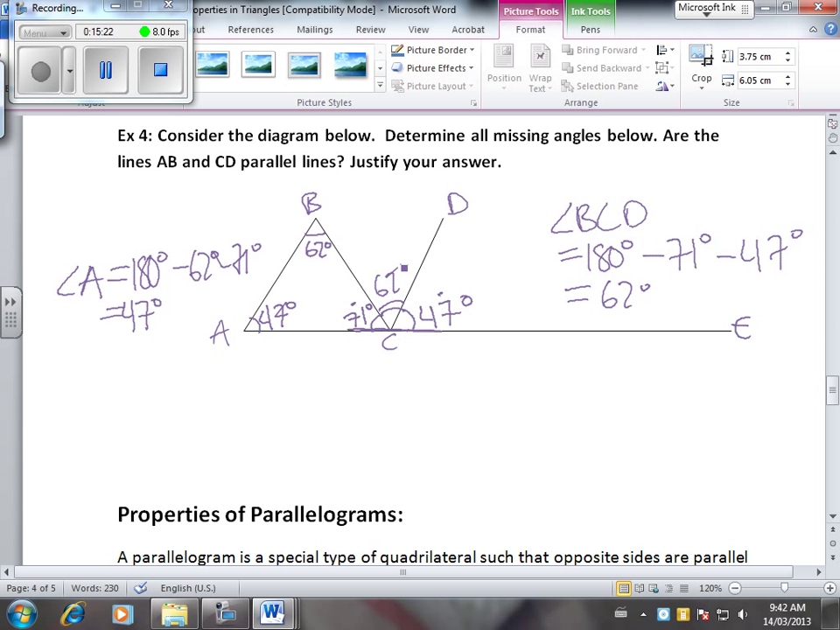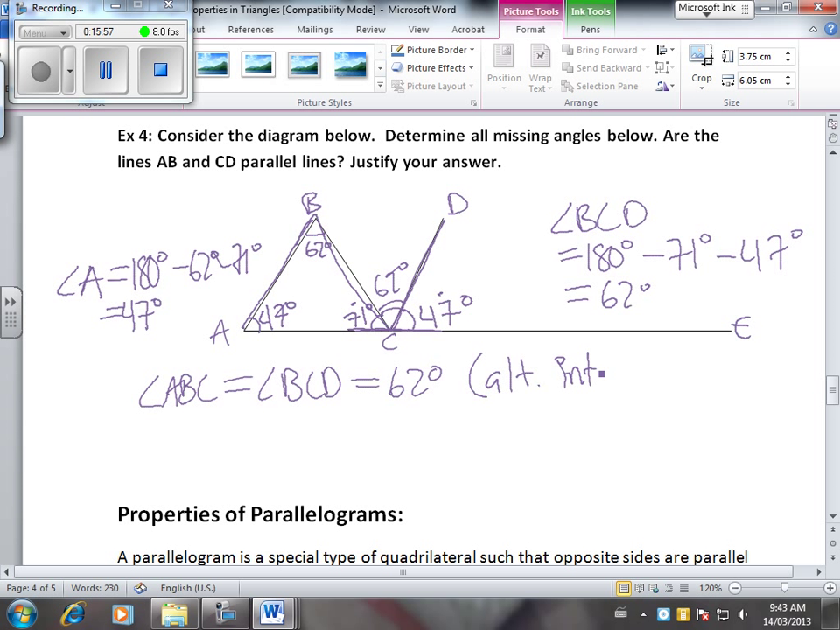Okay, so we found all the angles, and now we want to find if AB and CD are parallel. Let's look for rules. We have things that are equal: angle ABC equals angle BCD, and they both equal 62 degrees. And this would make them what? It looks like a Z shape to me. So they would be alternate interior angles.